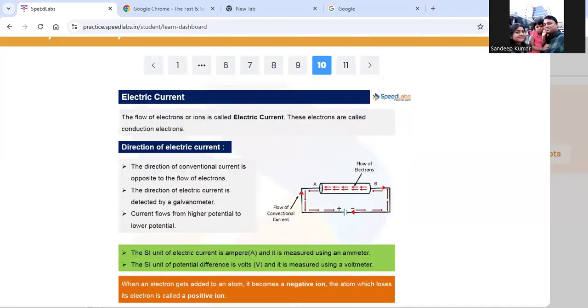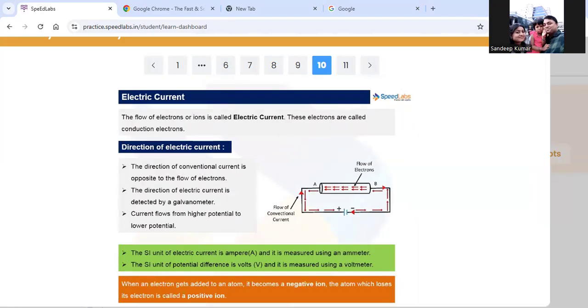Electric current. What is electric current? The flow of electrons or ions is called electric current. Okay, you can see whenever the electrons flow in the metals, or in a solution, ions flow, so it constitutes electric current. So the direction of current: the direction of conventional current is opposite to the flow of electrons. Okay, and the direction of electric current is detected by a galvanometer. Galvanometer is a device which is used to sense the current.